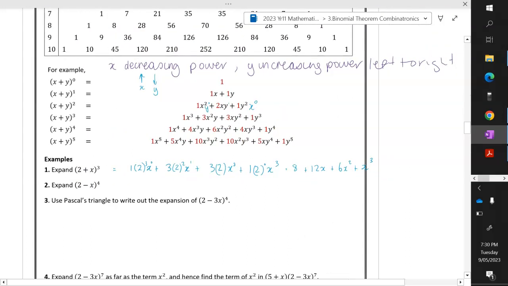So there's that expansion, which with a power of 3, we could do other ways. And we could do that with a power of 4. But this gives us a nice quick way to expand.